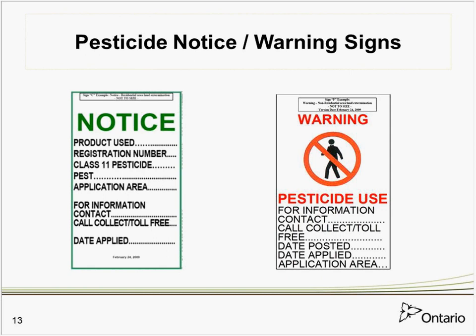So whenever a pesticide is used, unless you're exempt, so that would be a domestic product on your own residential property, you either post the notice sign if you're using a Class 11 active ingredient, or a warning, the red warning sign, if you're using a Class 9 active ingredient. So those were the ones that were for cosmetic uses. On the ministry website, you can find all of the classes, hopefully easily.